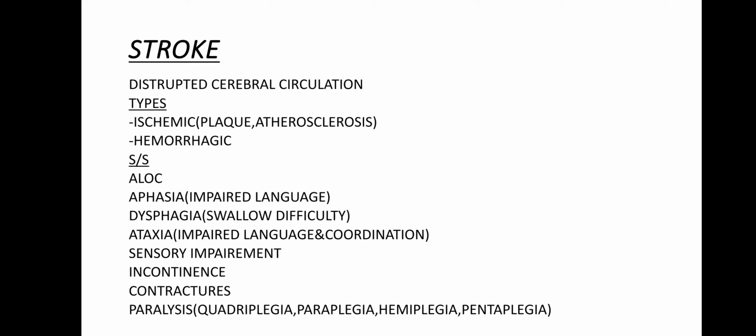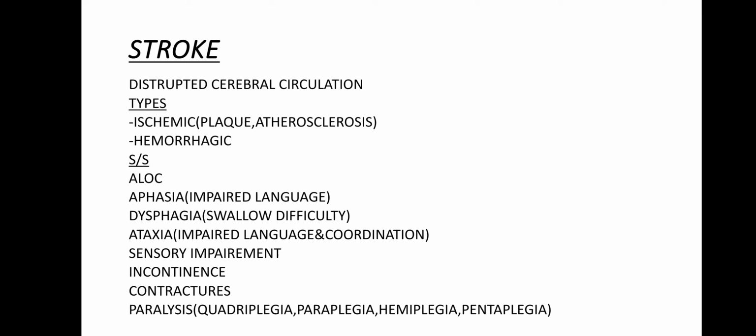Stroke: this is disturbed cerebral circulation. There are two types of stroke. The first one is ischemic and the second one is hemorrhagic. Ischemic is caused by any kind of blockage in the cerebral arteries, and hemorrhagic is a rupture of a cerebral artery. In this, plaque or atherosclerosis is very common in ischemic stroke.